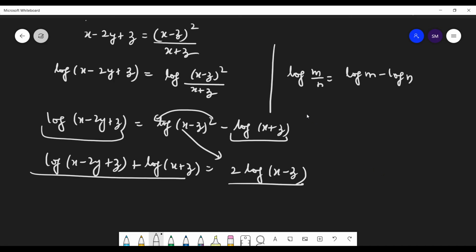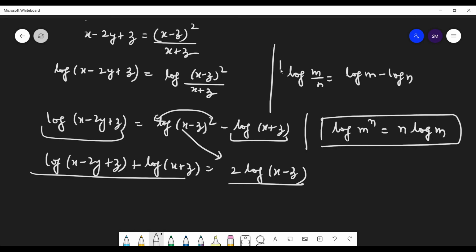Is it okay now? So what formula we have used here? Log m raised to the power n, then it is n log m. That's the formula. These are the two formulas of log that you have used. Done, students? Shall we start the next question?